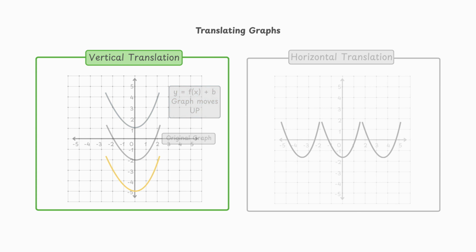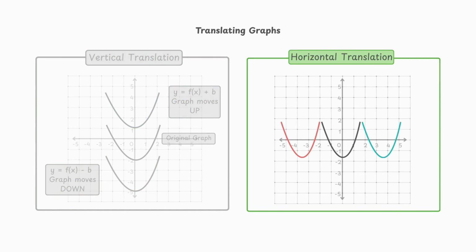Now look at the yellow graph below. Again, the shape is exactly the same as the black graph, but now every point has moved down by the same amount. This matches y equals f of x minus b. So for vertical translation, the movement is simple and direct. Plus means up, minus means down, and the graph moves straight vertically.